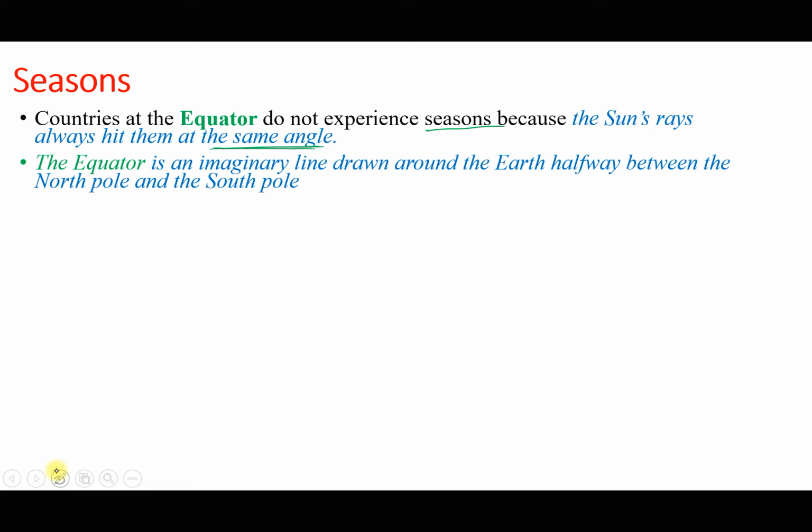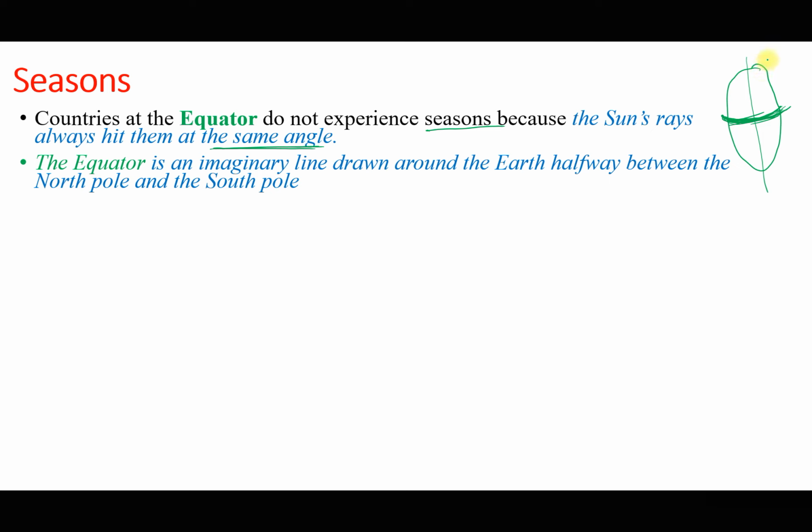What do we mean by the equator? The equator is an imaginary line drawn around the Earth halfway between the North Pole and the South Pole. So if this is the Earth, that imaginary line drawn halfway between the North Pole and the South Pole is what we call the equator. So countries which are very close to the equator do not experience seasons because the sun's rays will always hit them at the same angle.